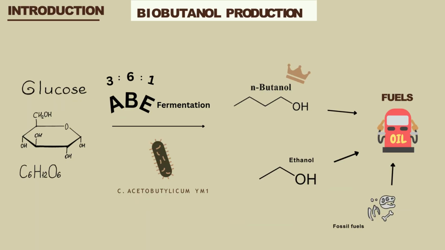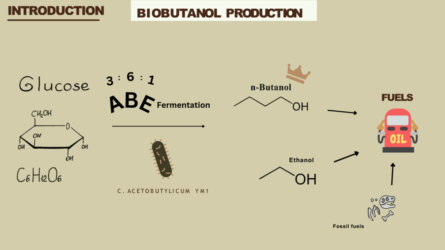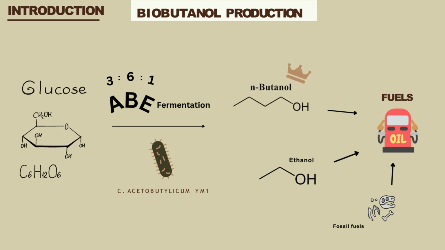Let us talk about the general process of how biobutanol is produced. Here we can see a simple flowchart whereby, firstly, biobutanol is mainly derived from the fermentation of sugars in organic feedstocks. Butanol is a byproduct of this process, in addition to ethanol and acetone. The process, known as acetone-butanol-ethanol fermentation, uses the microbial species Clostridium acetobutylicum.